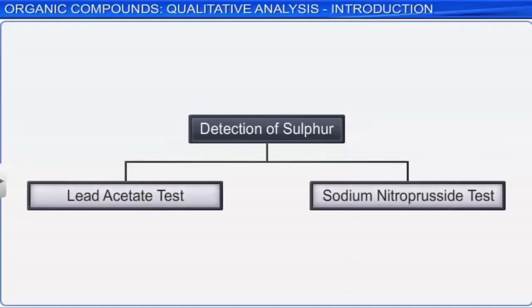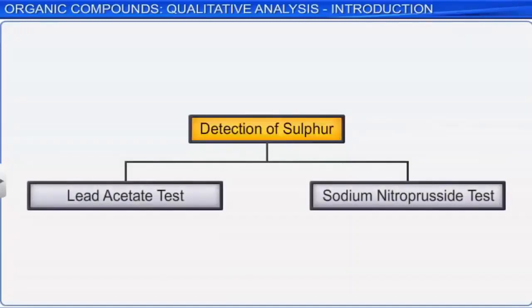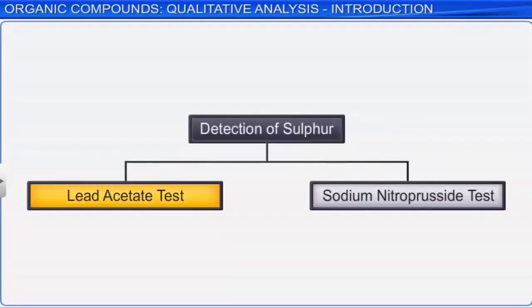There are two tests that help us to detect the presence of sulfur using sodium fusion extract. The first test involves the reaction between the sodium fusion extract and lead acetate, whereas the other involves the reaction between sodium fusion extract and alcoholic sodium nitroprusside.